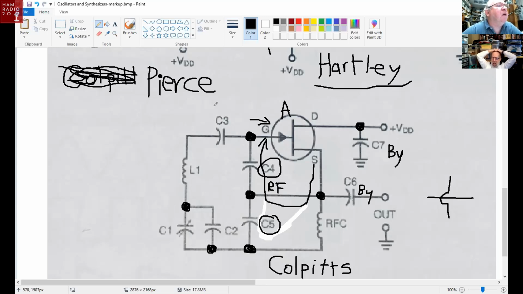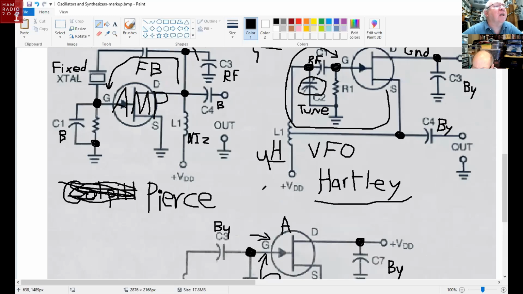So C3 could be a bypass capacitor, and you can vary the frequency by changing the reactance across the tapped capacitors C4 and C5, just like up here in the Hartley oscillator, which, by the way, he left out an important bypass capacitor. The power supply is always got a bypass capacitor across it. So he left that one out. So we'll add it up here.